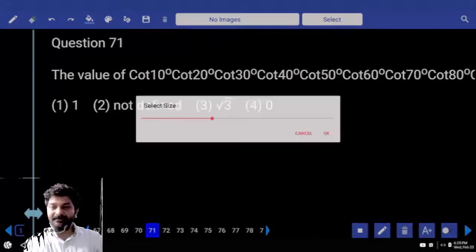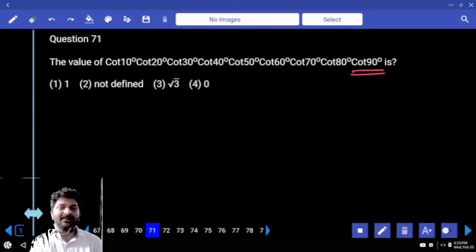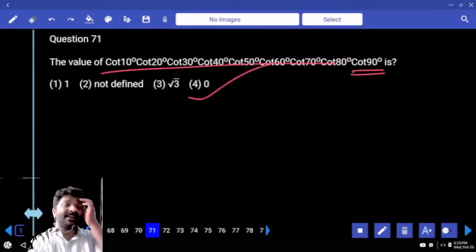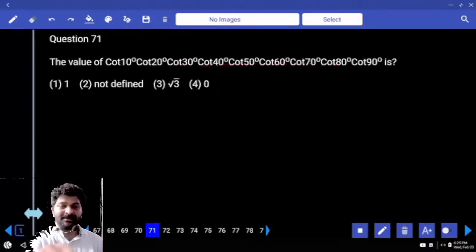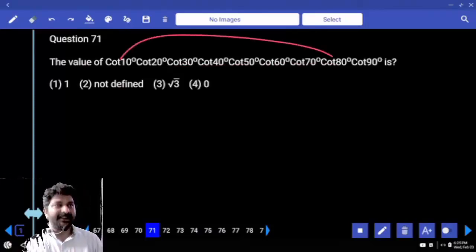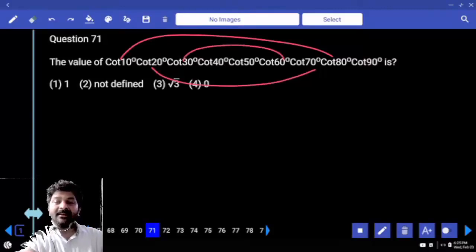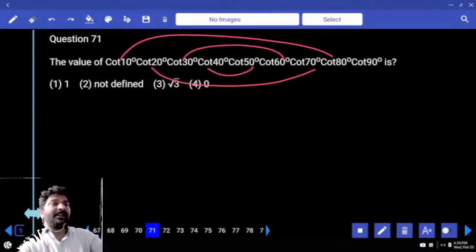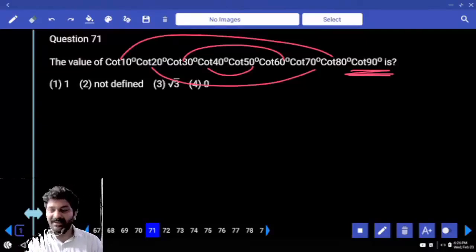The value of this thing. See, out of all, we need only one, cot 90 degrees. How much is cot 90? 0. 0 into anything can be treated as 0, right? Yes. Anyway, even if you consider the remaining numbers also, cot 10 degrees into cot 80 degrees is equal to 1. Similarly cot 20 into cot 70, again cot 30, cot 60, cot 40, cot 50. The leftover number, 90 degrees, is equal to 0. 0 into something is 0, we can conclude. Clear?